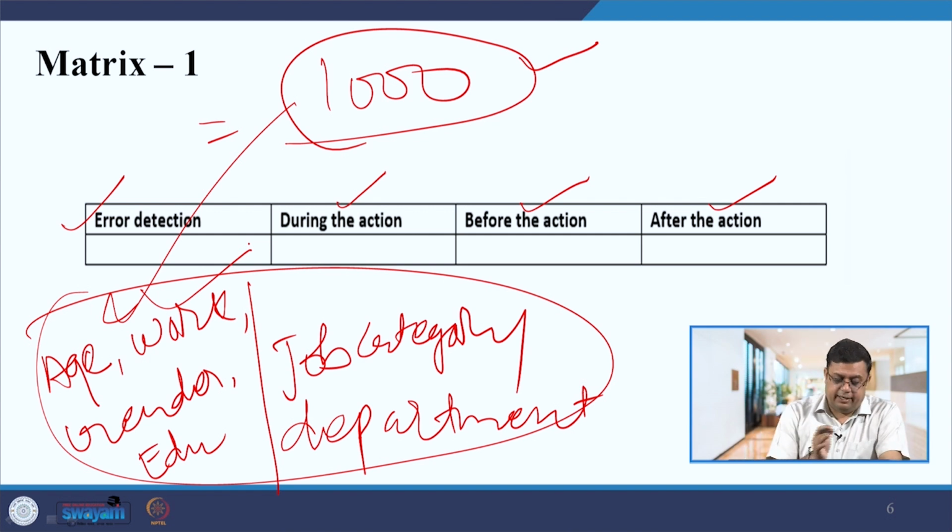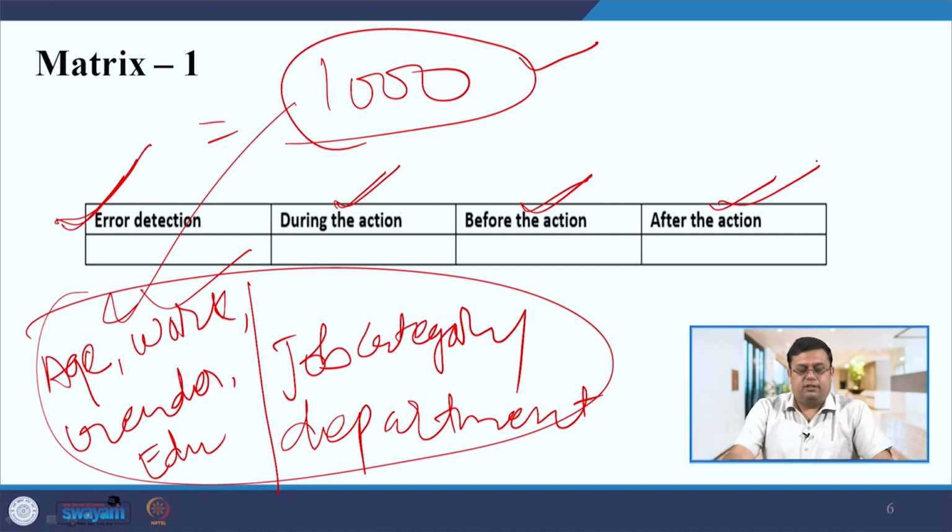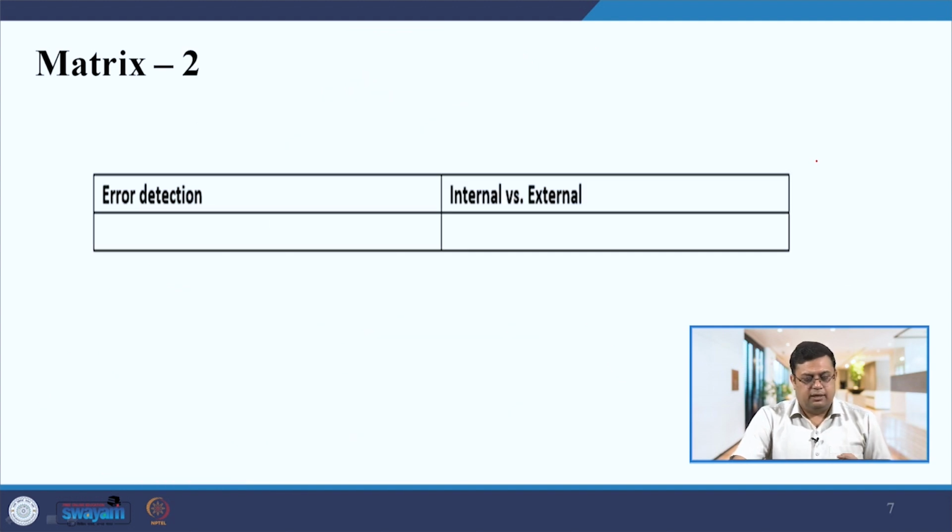In addition to that, you can identify organizational phenomena also, such as when the error is detected: during the action, before the action, or after the action. This is the matrix which will help you to analyze the errors in detail. This is the first matrix that you can develop in order to understand the action errors which are taking place in your organization. So let us move to the next, right? This error detection pattern also you can understand, right?